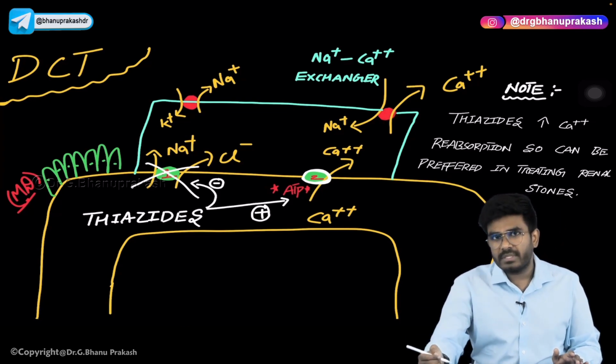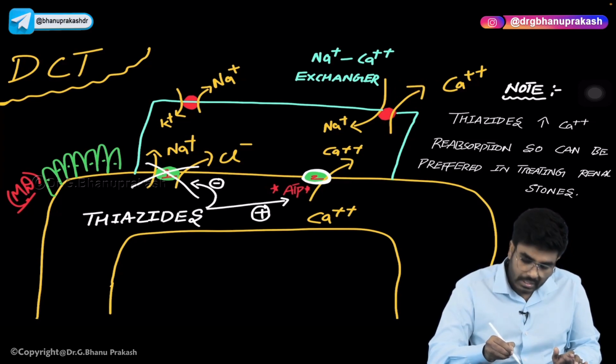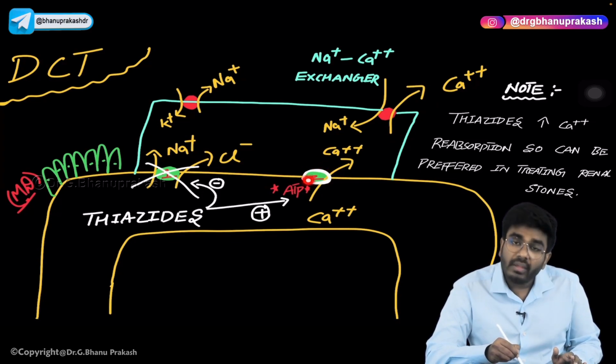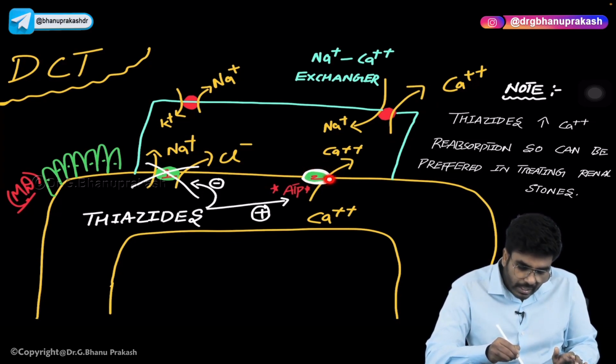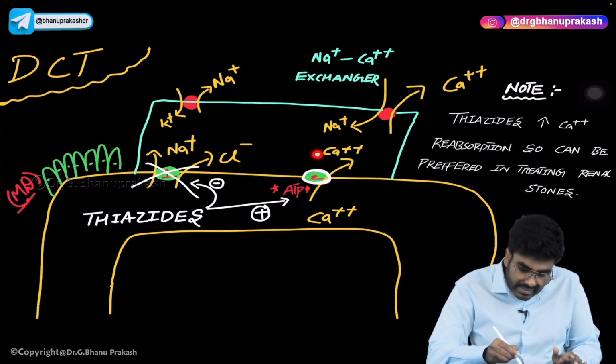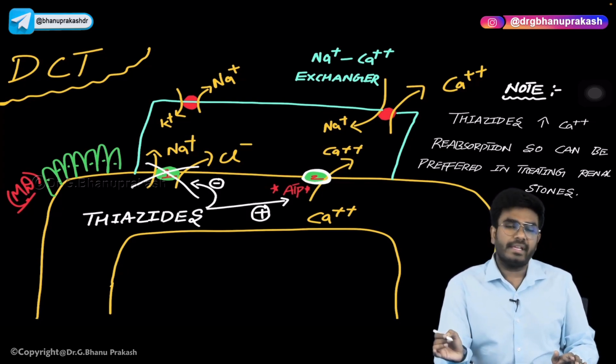Now, where is that calcium coming from? To provide the calcium for this exchanger, there is this channel. What is this channel? This is the TRPV5 calcium channel. This TRPV5 calcium channel will work more and it will provide the necessary calcium for the sodium calcium exchanger.